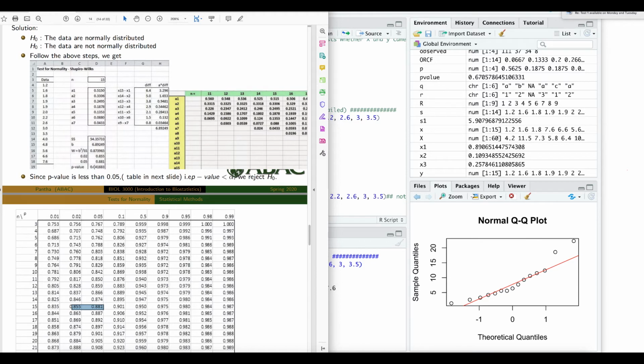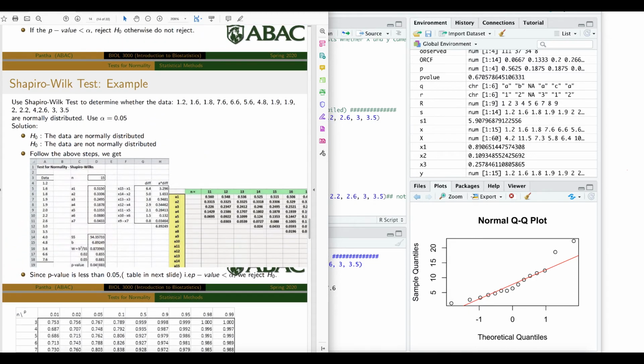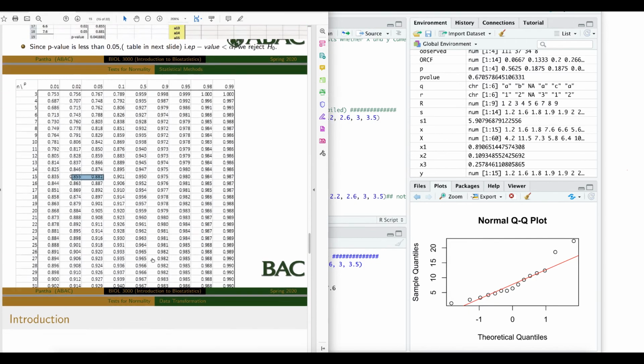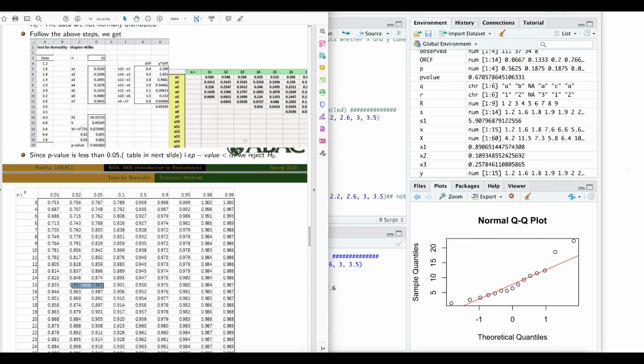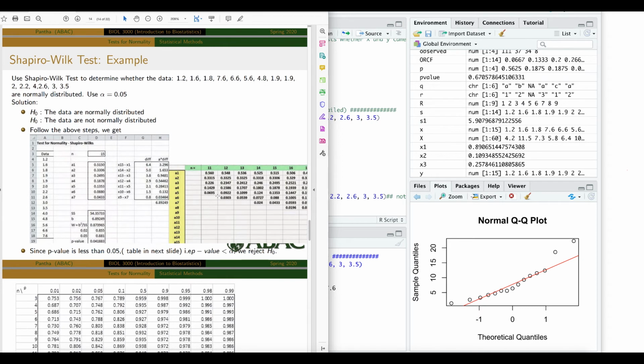So the p-value is 0.041883. That's what you get. This p-value implies that since alpha is 0.05, the p-value is less than alpha, meaning we reject the null hypothesis. So we need to reject the null hypothesis, meaning that the data are not normally distributed.